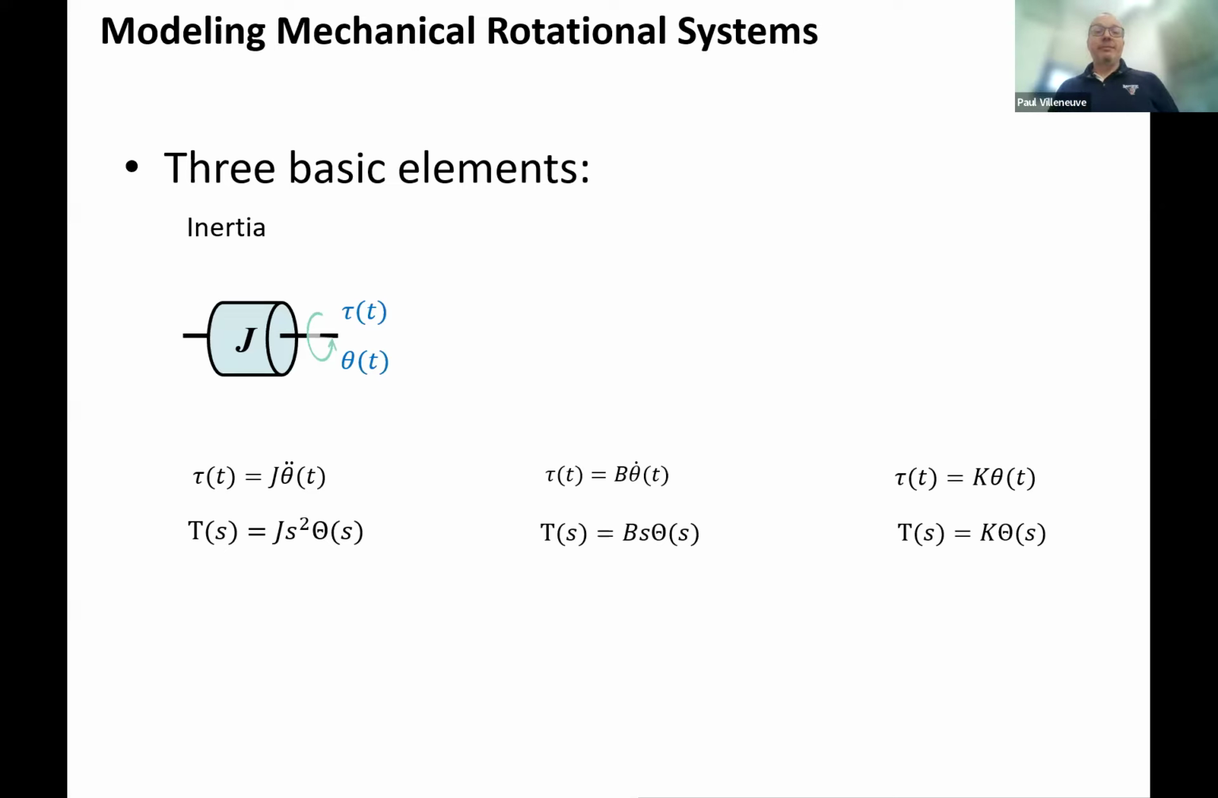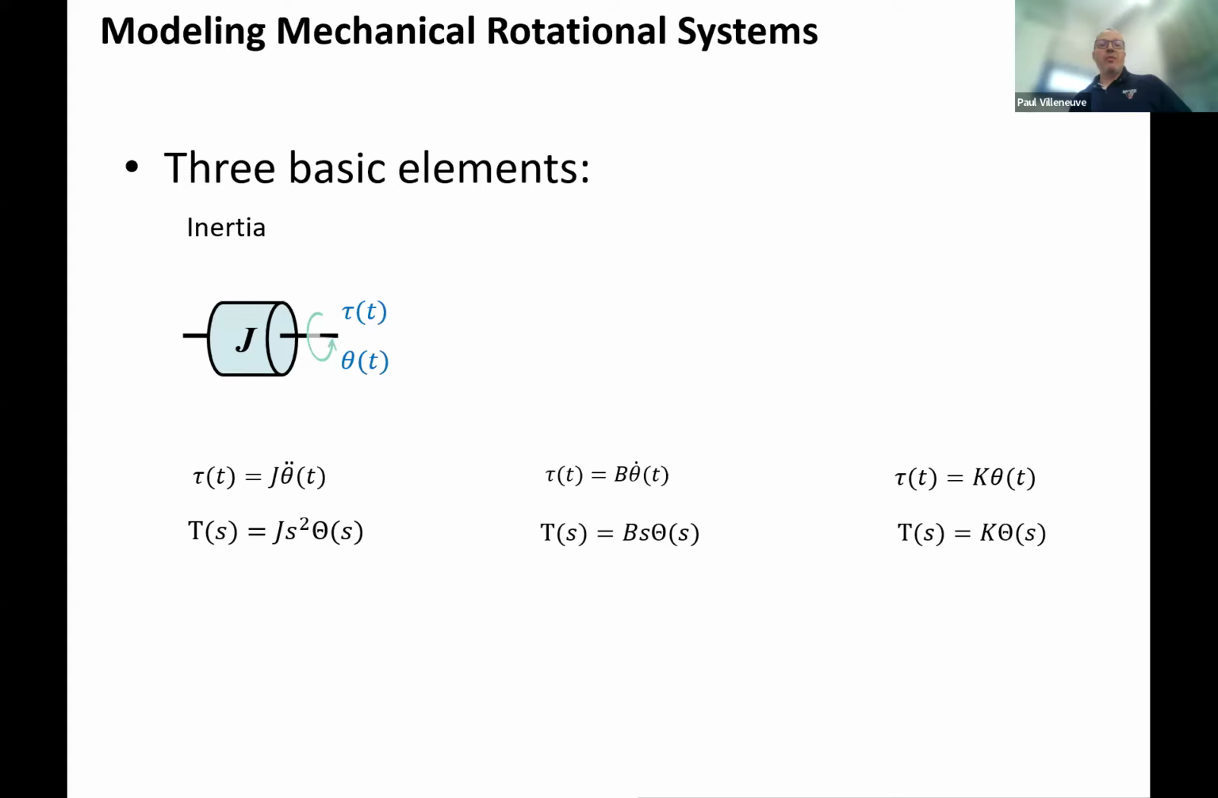But let's get through modeling mechanical systems. Last time we did translational systems. This time we're going to do rotational systems, and it's all going to be the same concepts. We have inertia, we have springs, and we have rotational dampers. We're going to use slightly different terminology because now we're rotating.